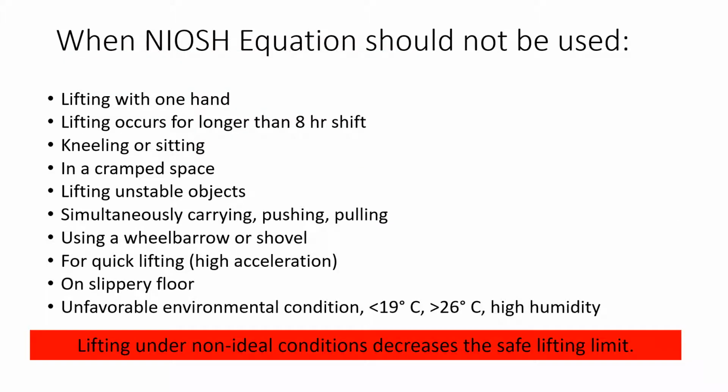You should remember that the different models that we use to evaluate the work limit or load limit are not perfect, but they work. And some of them have their own limitations. For example, you cannot use the NIOSH equation in any condition. I mentioned some of the conditions where you may need to decrease the safe limit because they are non-ideal conditions, and so the NIOSH equation may be underestimated.